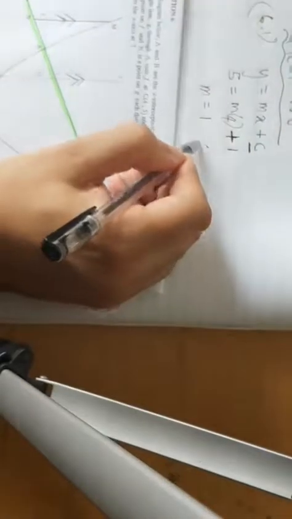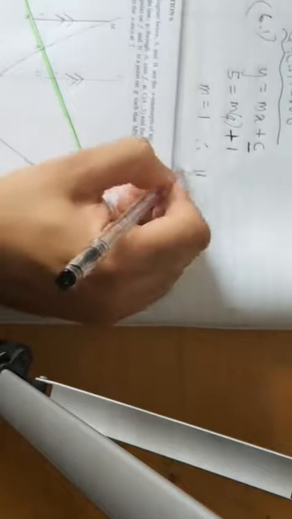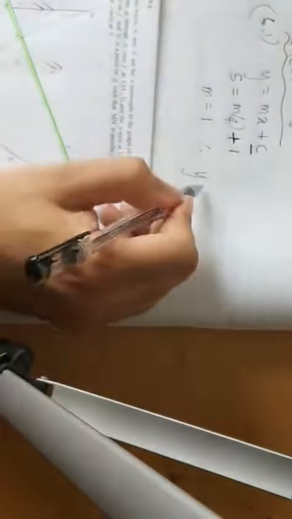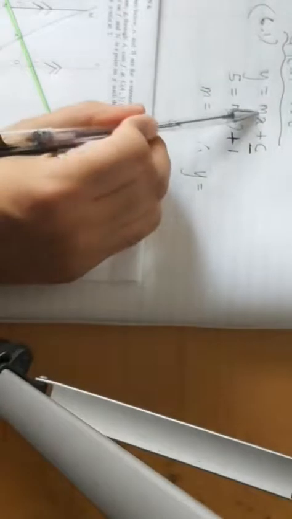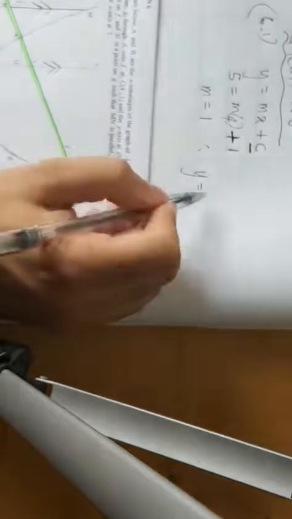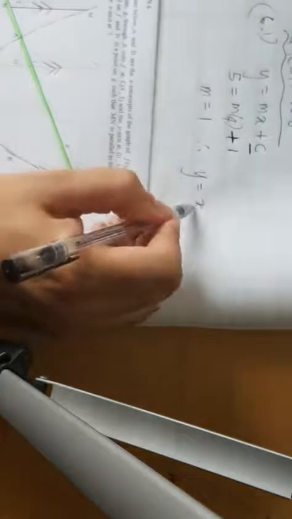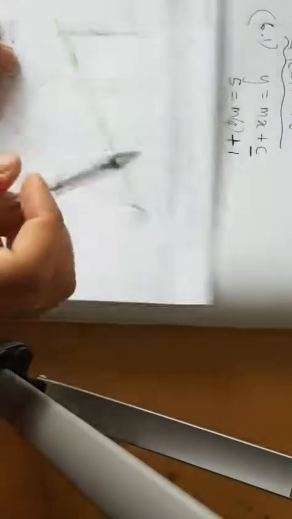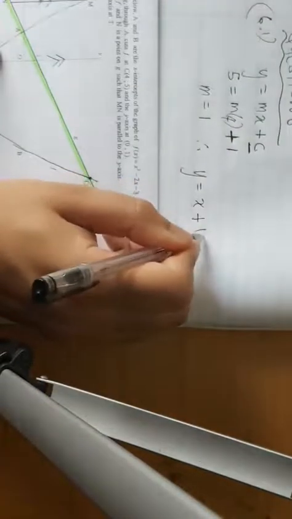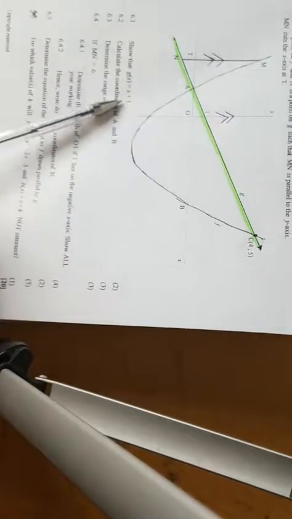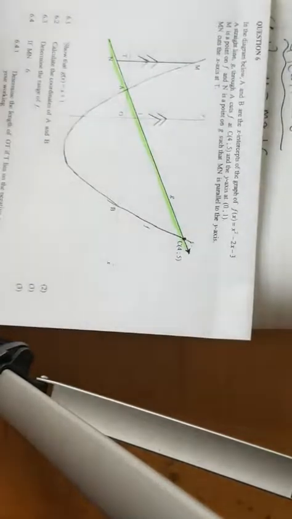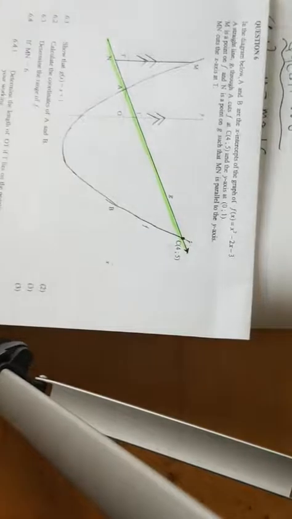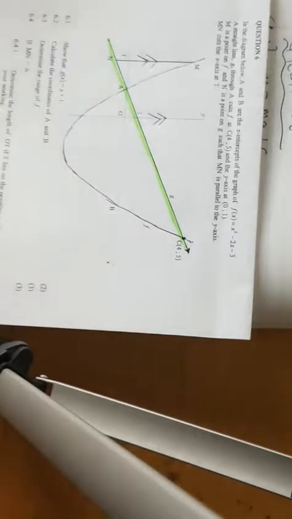So that means the equation of this line is going to be y equal to 1 times x, which is just x, and we already saw in the beginning of this graph that my y-intercept is 1. So it's going to be x plus 1, and this is my final answer. I've shown that the straight line is equal to x plus 1. If you have any questions, or if you did another way, you can just ask me if it's correct.